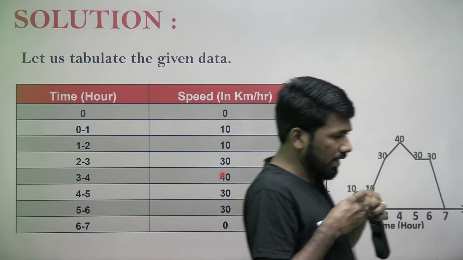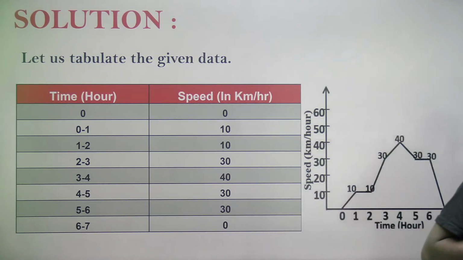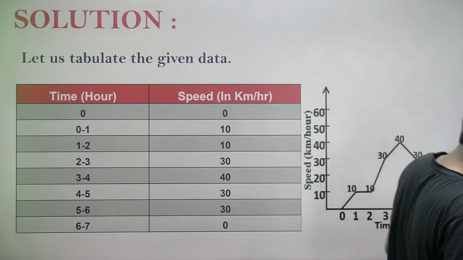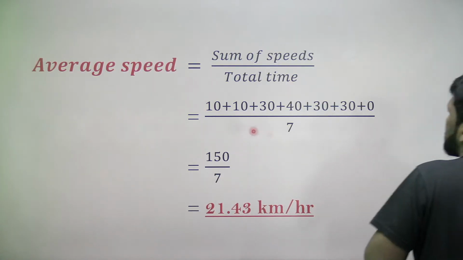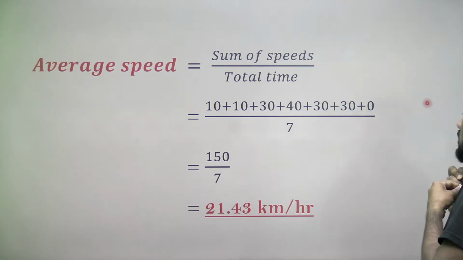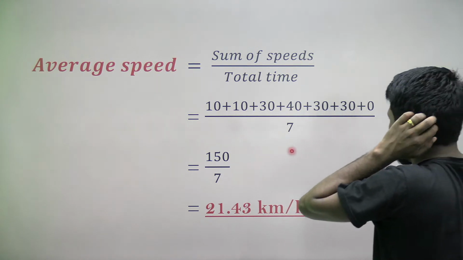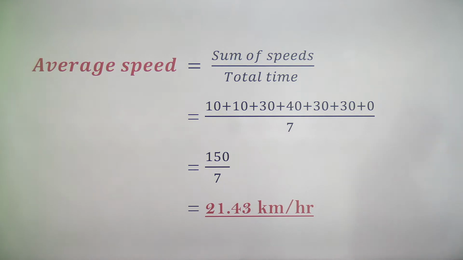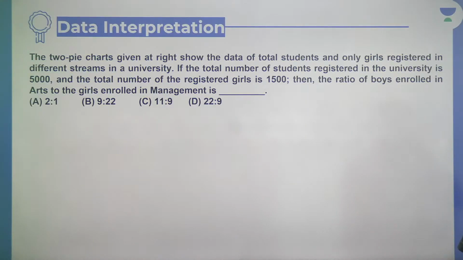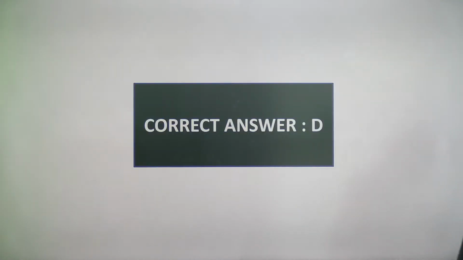You can tabulate this data like this, and yes, exactly, tabulate the data if you want, and then take the sum of speeds divided by the total time instances, that is 7 instances. Dividing, you will get the answer. As we have already discussed, we will skip it. Then try this question. Sorry, this was also done now. Just a minute, I think one slide is missing.